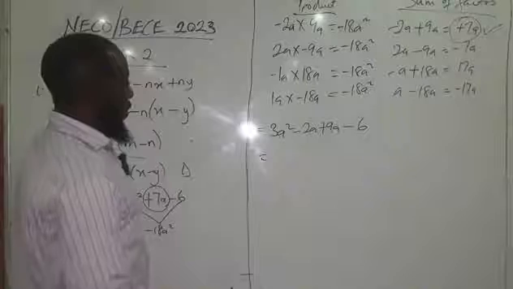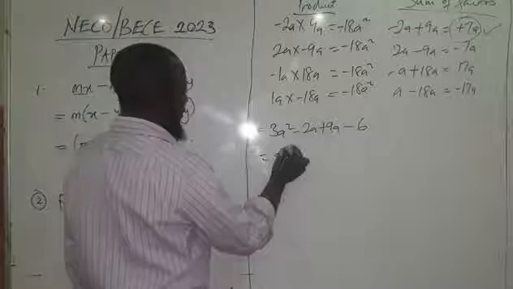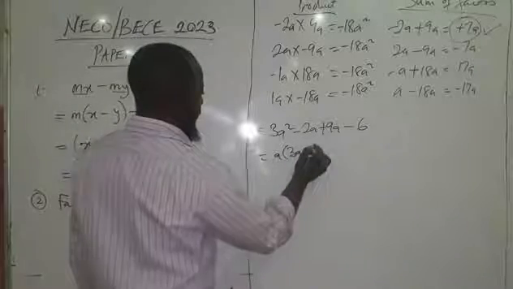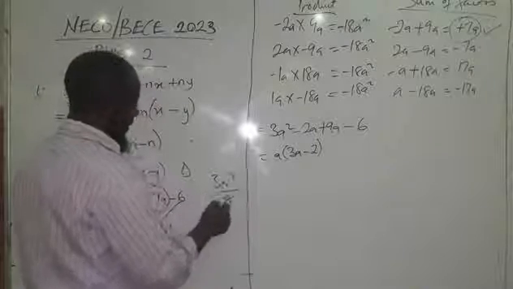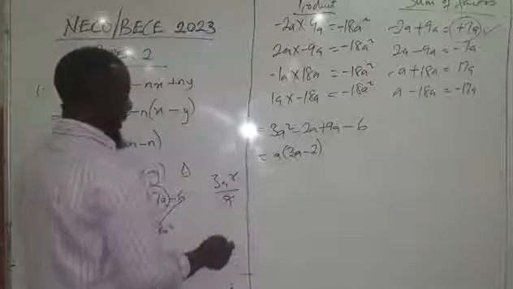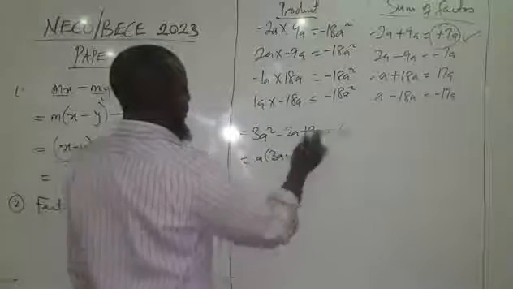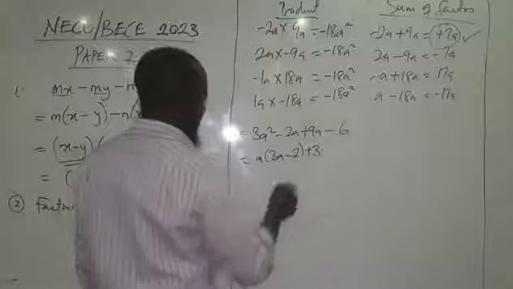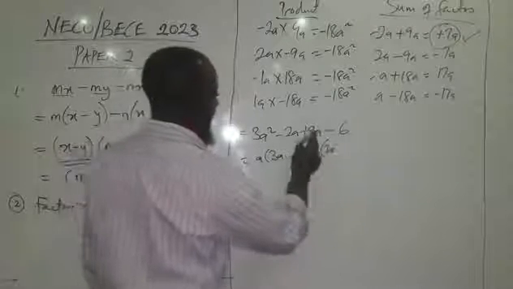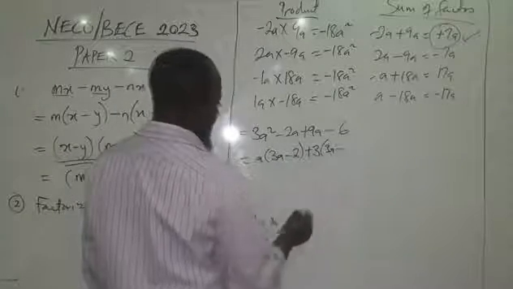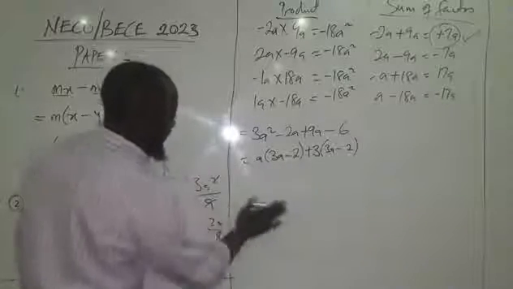Look for common terms. We look at the first two. What is common to these is a. What is left there is 3a minus 2. When you divide 3a squared by a, it remains 3a, right? When you divide 2a by a, it remains 2. So plus, what is common to this one is 3. 9a divided by 3 gives us 3a, and plus times minus is still minus, so 6 divided by 3 gives us 2.